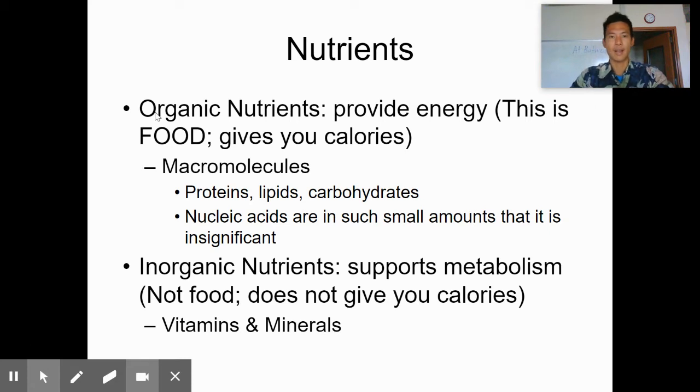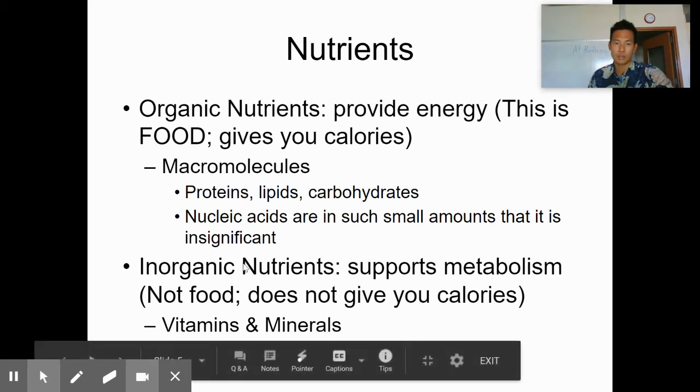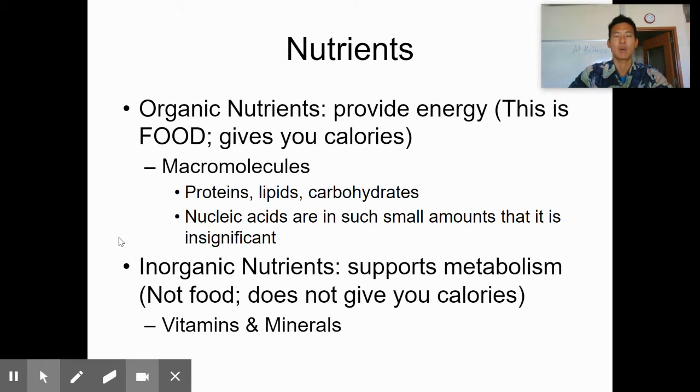They provide energy. They give you energy measured in calories. Examples of them are your proteins, lipids, and carbohydrates. Now, inorganic or non-living nutrients do not give you energy. However, living things do need inorganic nutrients for their metabolism to run its best, for their bodies to run their best. Examples can be vitamins and minerals.